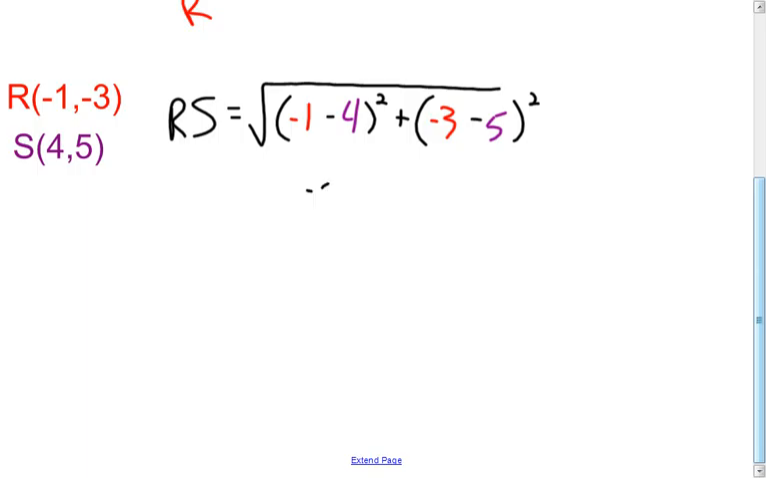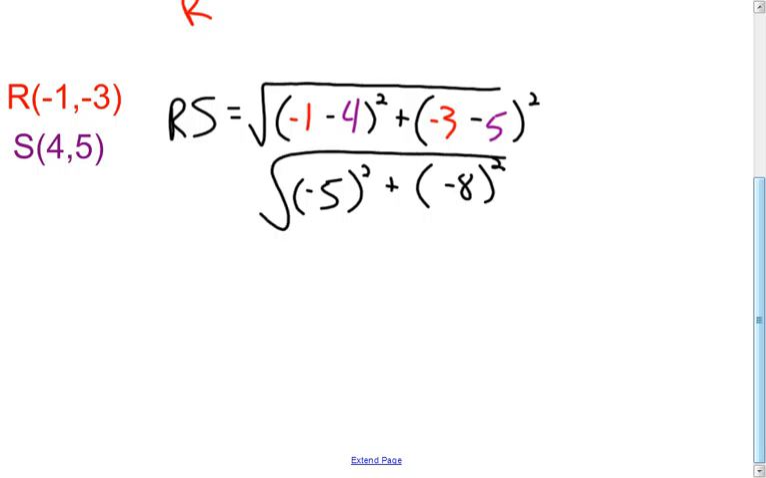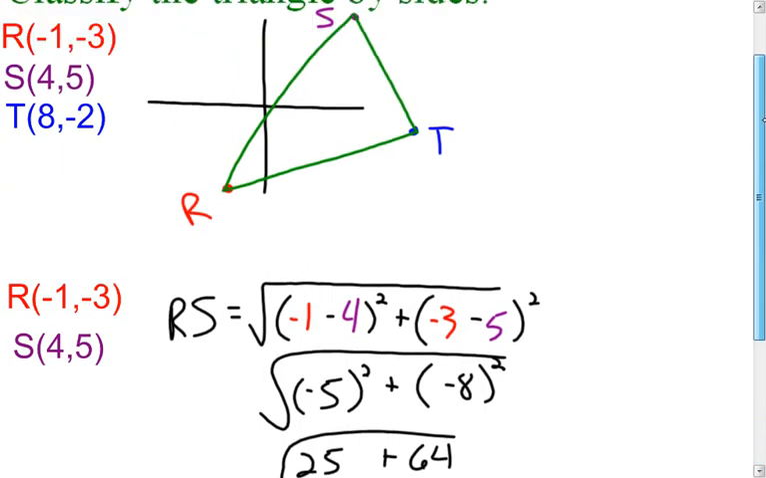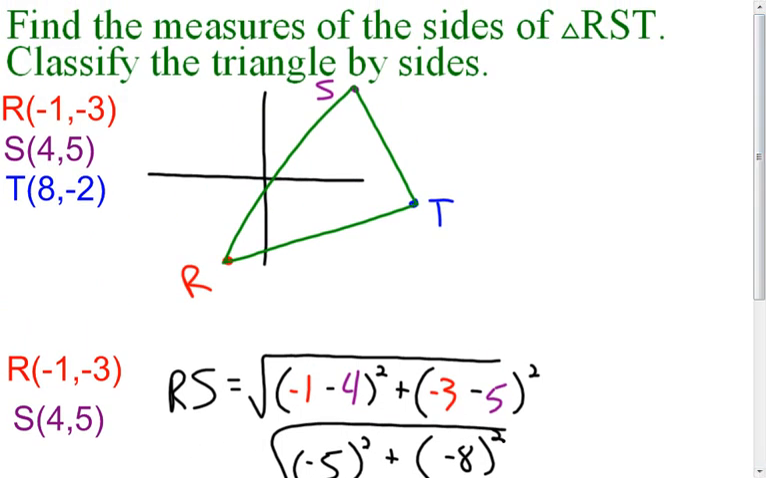This is going to be -5. I have to square it. This is going to end up at -8. I'm going to have to square it. So I have 25 plus 64. That's going to give me a length of 89, or the square root of 89. So the length of segment RS is the square root of 89. That's a simplified radical. I'm going to leave it just like that.